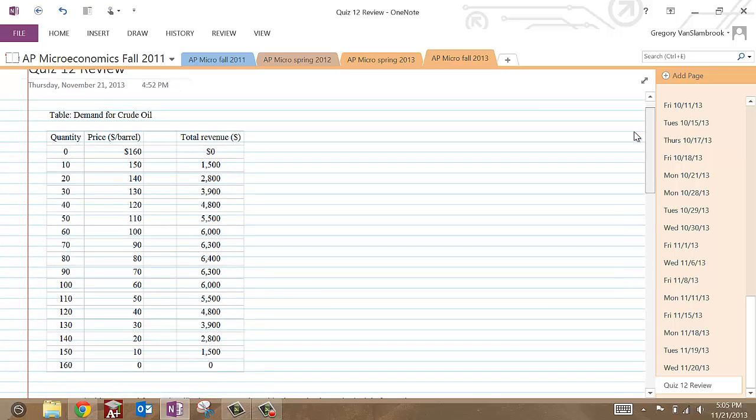This comes straight from the multiple choice practice problems from chapter 15. It's the first table on there. Demand for crude oil is given in terms of its quantity and price, and then total revenue is given, which basically already does the calculation of quantity times price for us, so that's nice.